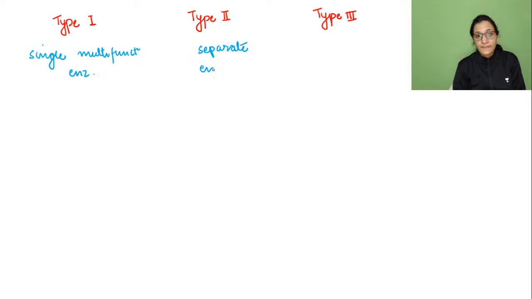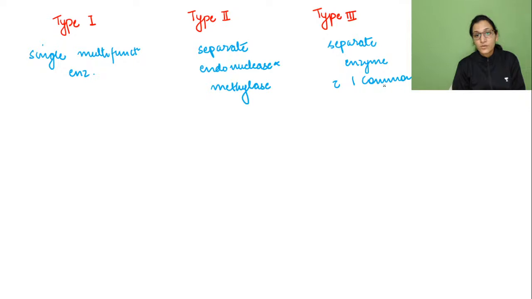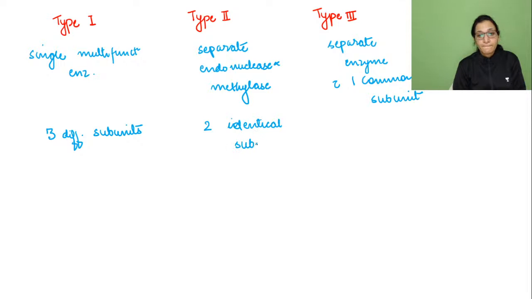Type 2 has separate endonuclease and methylase activity. Type 3 has separate enzyme with one common subunit. After that, in type 1, there are three different subunits. In type 2, there are two identical subunits. In type 3, there are two different subunits.